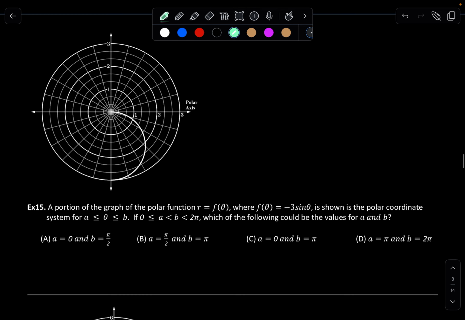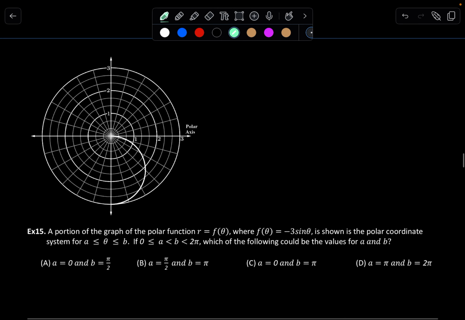All right, let's try this next one. So example 15, a portion of the graph of the polar function where f of theta equals negative 3 sine theta is shown in the polar coordinate system for a less than or equal to theta, which is less than or equal to b. If 0 is less than or equal to a, which is less than b, which is less than 2 pi, which of the following could be the values for a and b?